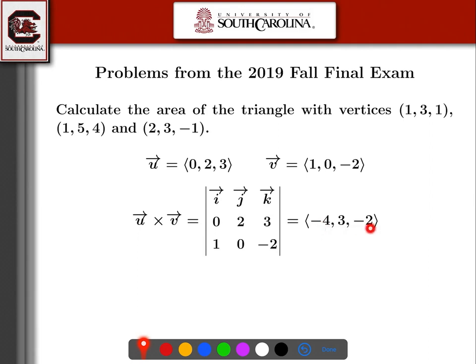And again, the length of this will be the area of the parallelogram, which has these 3 vertices. So 16 plus 9 plus 4, squaring these and adding, we get 29. And so the square root of 29 will be the area of that parallelogram. So the area of this triangle is 1/2 of that. Once I know that the area of the parallelogram is square root of 29, I can say the area of the triangle is the square root of 29 divided by 2. So that would be the answer to this problem.